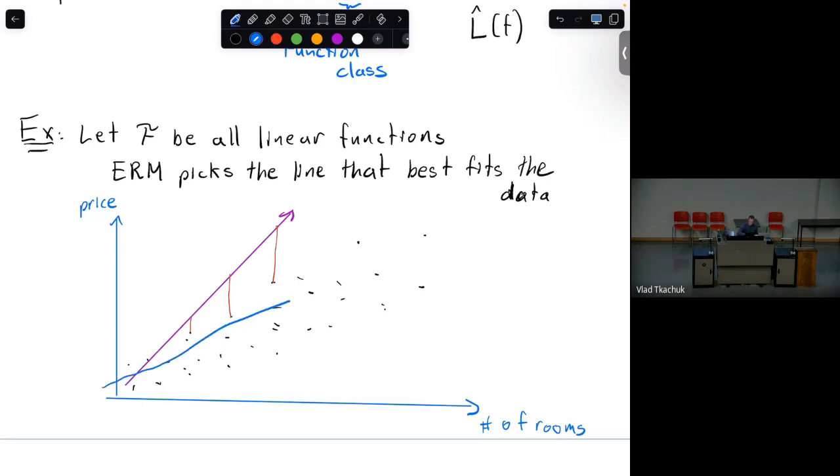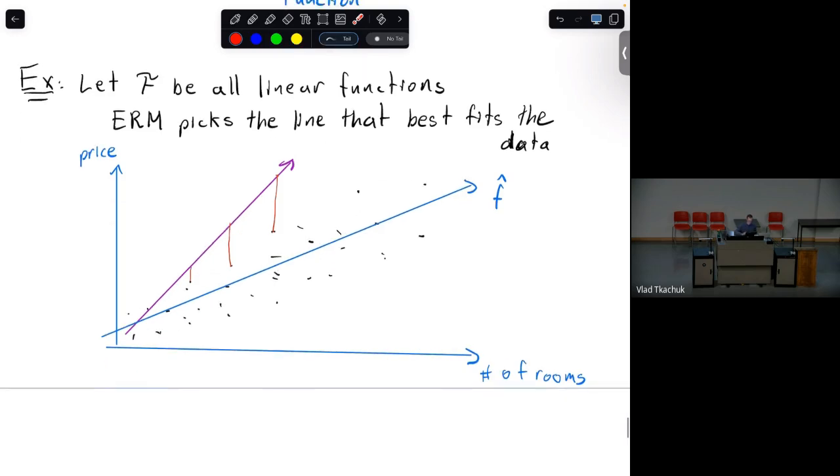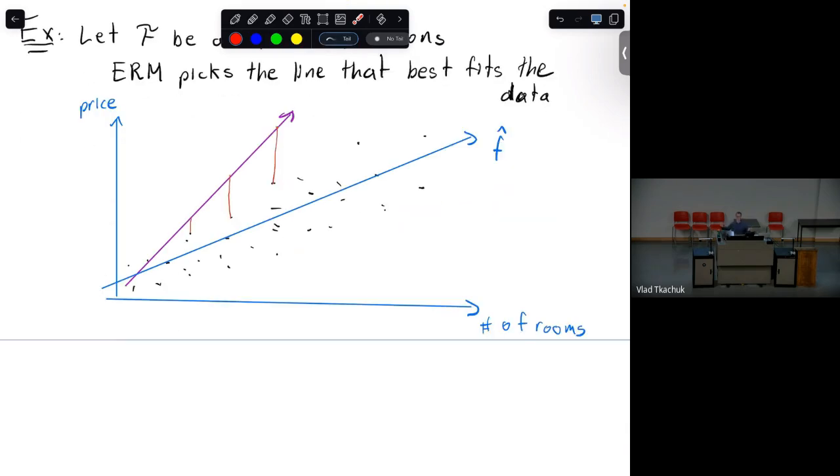All this right now so far is just high level intuition. Don't worry if the exact things don't make sense. I'm just trying to give you an idea of what ERM would do. So it'd probably pick something like this. So this would probably be f hat. Okay, and this purple line is just an example of something you might consider in this function class, but wouldn't pick because its expected loss, or sorry, its estimated loss is going to be quite large. So that's going to be fitting the data with the best line. That's what ERM is going to do.